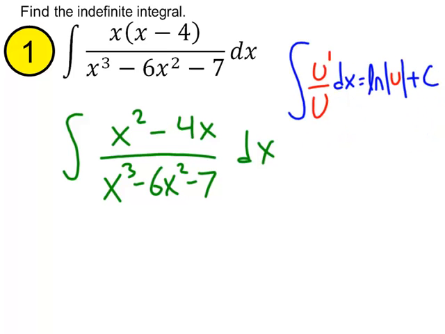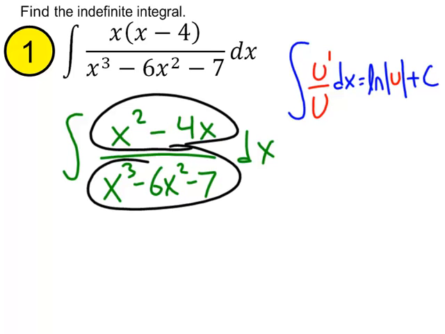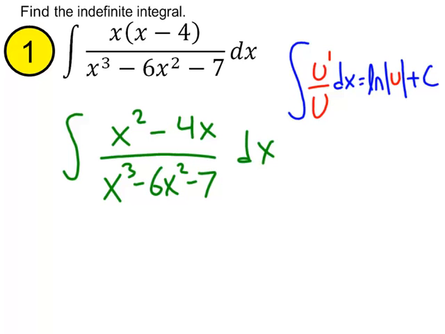So the main giveaway, at least when you're dealing with a polynomial over another polynomial, that you might be dealing with a natural log function is when you notice that the degree up top is 1 less than the degree down below. And when I say degree, I'm referring to the exponent. When you see an x squared up top and an x cubed down below, that's a clue that we may be dealing with the u prime over u pattern. So we look at the denominator and say, okay, if that is to be a u function, what would its u prime be?